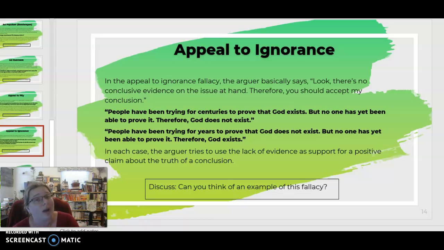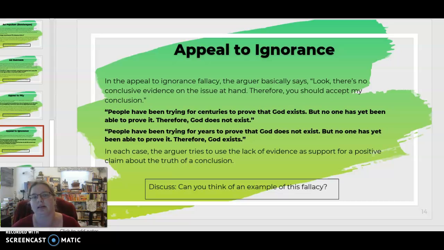And this can go either way, in all honesty, and so you'll see there's actually two examples here on the screen. The first one is, people have been trying for centuries to prove that God exists, but no one has been able to prove it, therefore he does not exist. If he did, somebody somewhere would be able to prove it. But the alternate also isn't a fallacy. People have been trying for years to prove that God does not exist, but no one has been able to prove that. Therefore, God exists. That is also a fallacy.